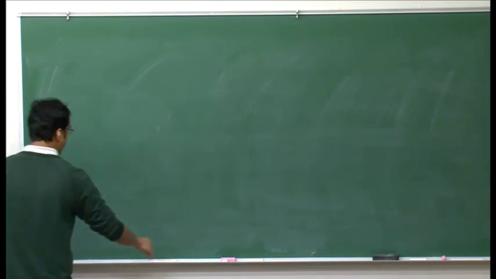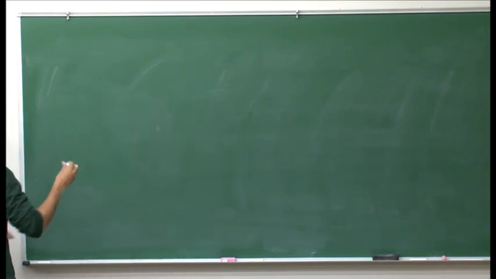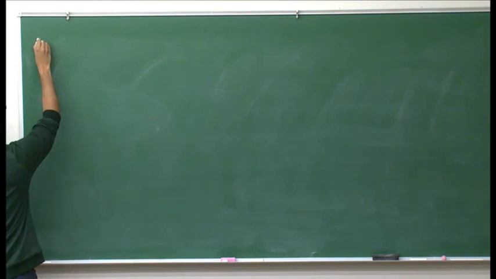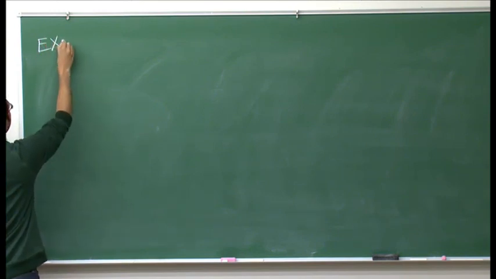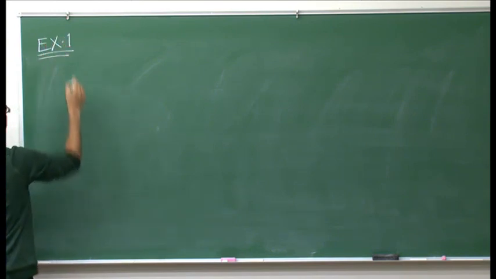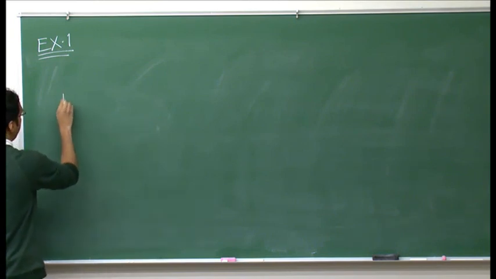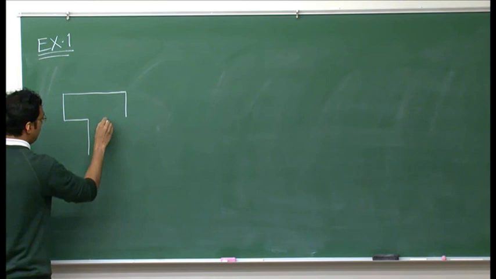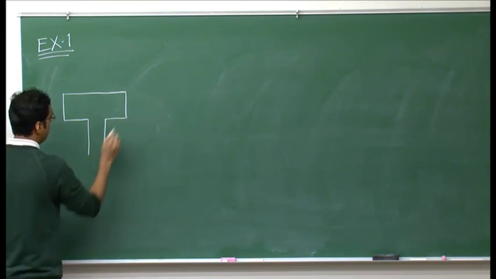So here we are going to solve maybe 2 or 3 problems. Let's see how it goes. So let's start with example 1. The problem says that we have a beam which is made up of T section.